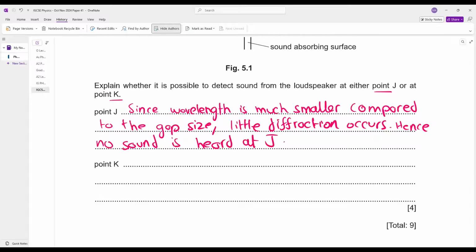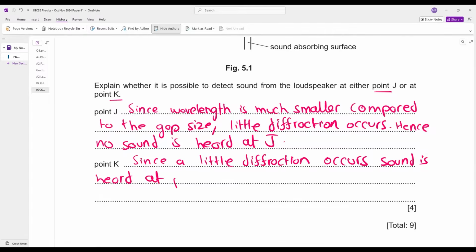K पे आएगा sound क्या? हाँ जी. Sound will be heard at K. Why? Because a little amount of diffraction does occur. So you will say since a little diffraction occurs, sound is heard at point K. Simple. आगे बढ़ते हैं बेटा.